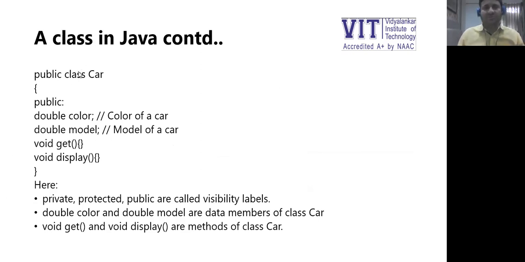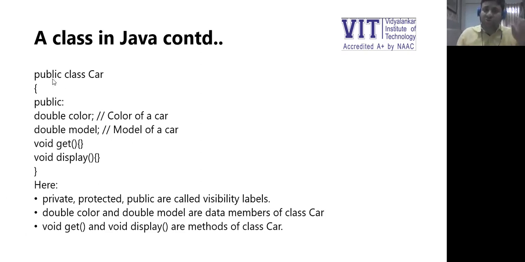Simple example, let us create a class car. It has data members color and model, and it has two functions, get and display. Using get, we can get the value of color and model, and using display we can assign or display the value. It depends on what kind of operation you want to specify in these methods.